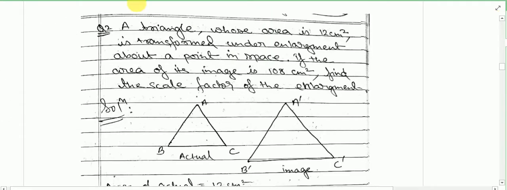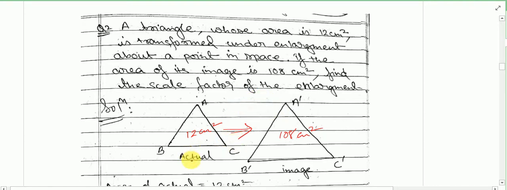Now let us see question number 2. Here it says a triangle whose area is 12 centimeter square is transformed under enlargement. So there is one triangle ABC, whose area is 12 centimeter square and that has been enlarged such that the area becomes 108 centimeter square. Now they want you to find by what scale factor this triangle has been enlarged. Means what is the scale factor?